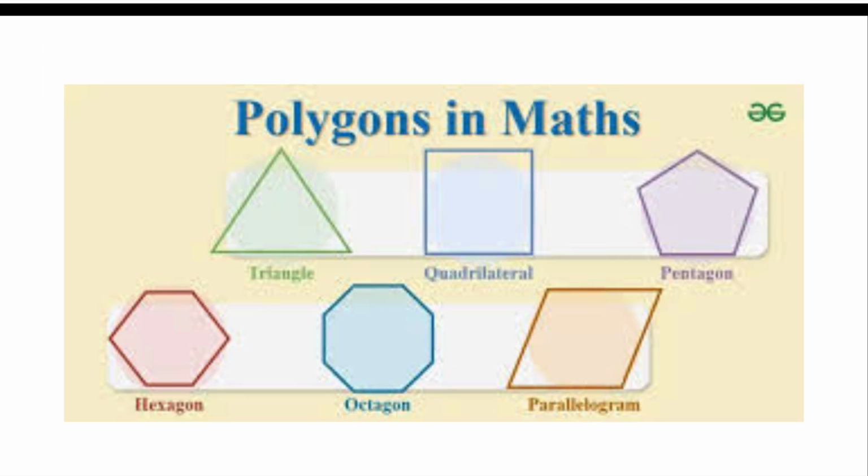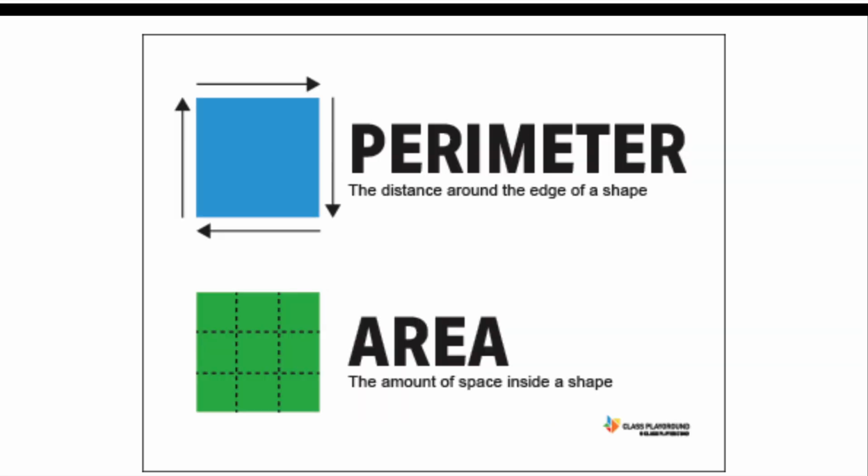Here are some basic polygons. We know a triangle. A quadrilateral is a four-sided polygon. It could be a rectangle, it could be a square, it could be a rhombus, it could be a parallelogram. As long as it has four sides, it's called a quadrilateral. We have a pentagon, 5 sides, hexagon, 6, octagon, 8. Oh, and there's our parallelogram, 4. So it's also a quadrilateral.